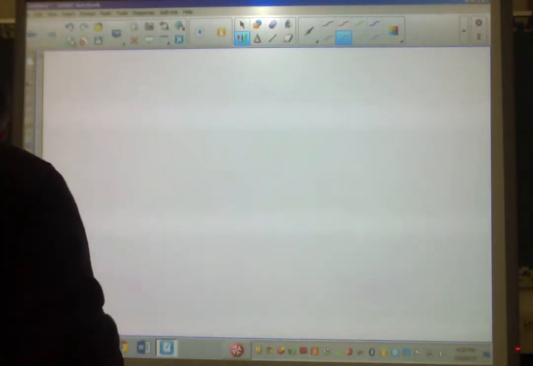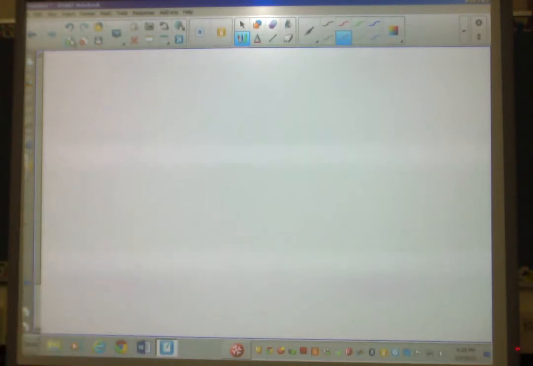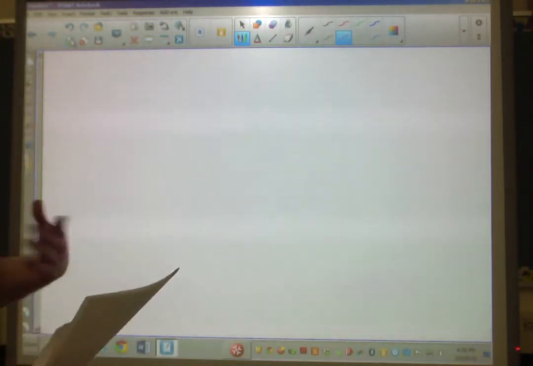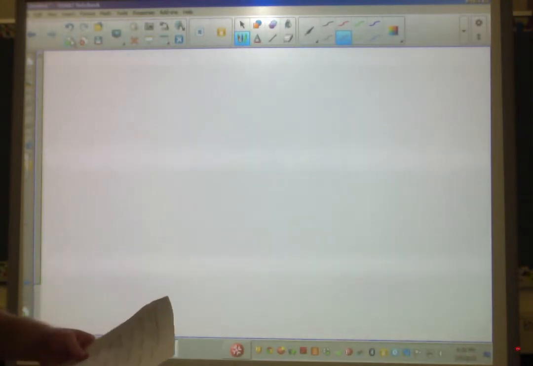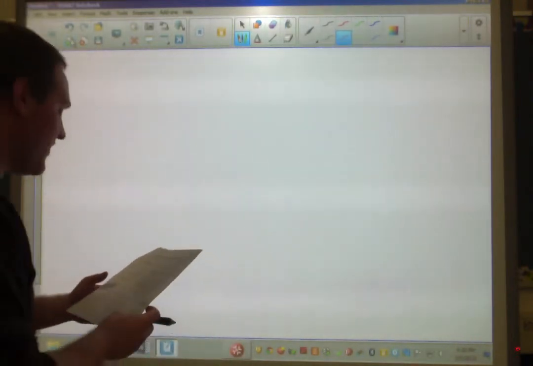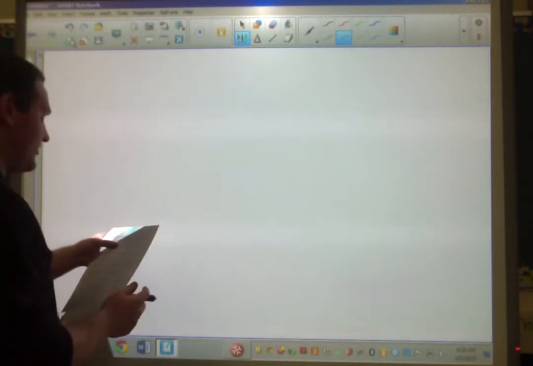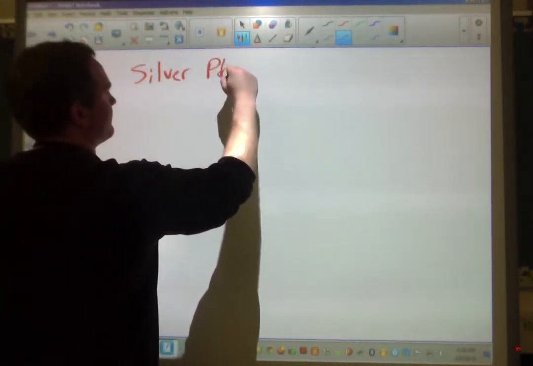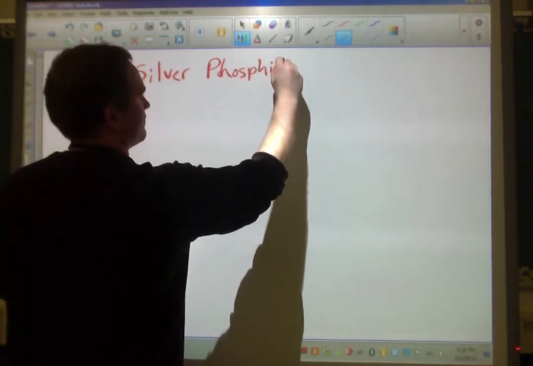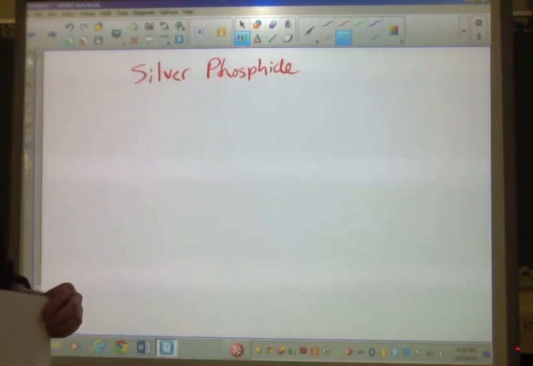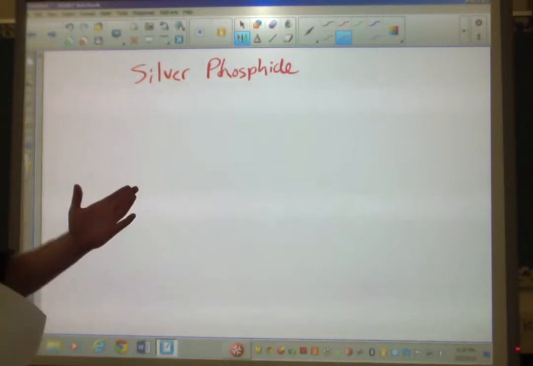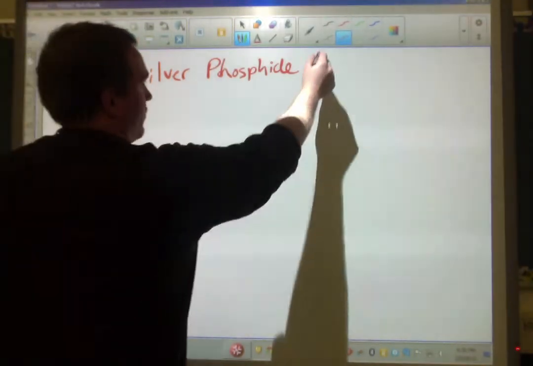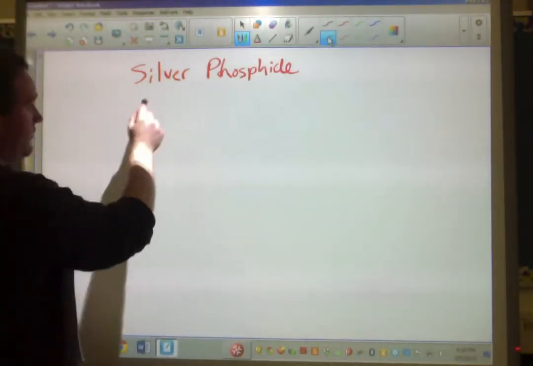So let's run through some examples. By the way, this works whether you have polyatomic ions, whether you have transition metals, or the regular binary ionic compounds. So let's start. Let's say you see silver phosphide. Okay, silver phosphide. Do I see any prefixes? No, I don't. Ionic. So what I'm going to do is write my ions involved.